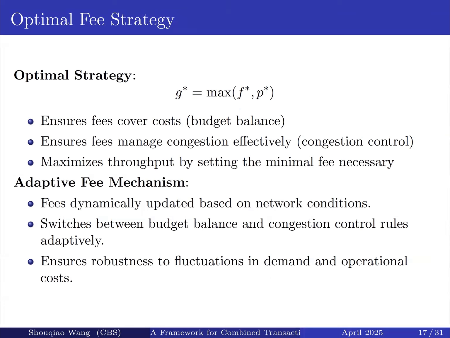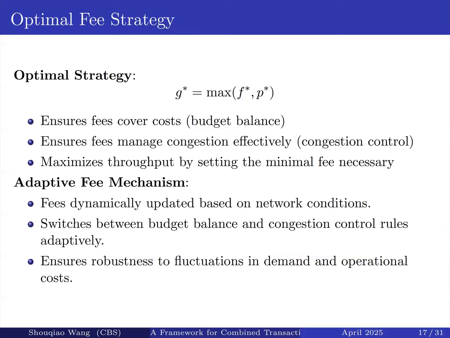This mechanism alternates between focusing on budget balance and congestion control, depending on which aspect is more critical under the current network loads. This adaptivity ensures the system remains robust to fluctuations in both demand and operational costs. Specifically, we will develop a dynamic fee adjustment strategy based on two key metrics, the budget balance metric and the congestion control metric. Our mechanism adaptively switches between these metrics based on observed performance.